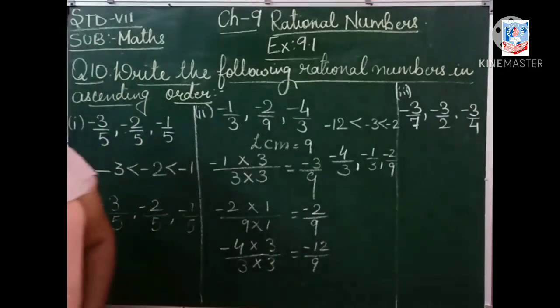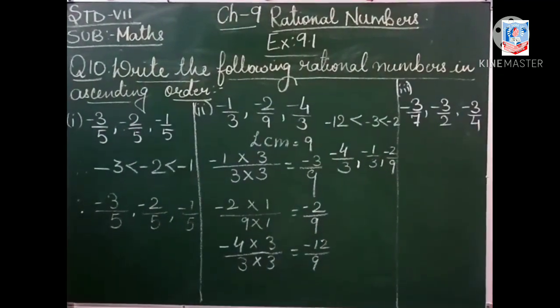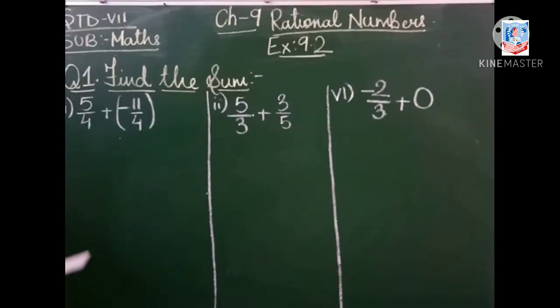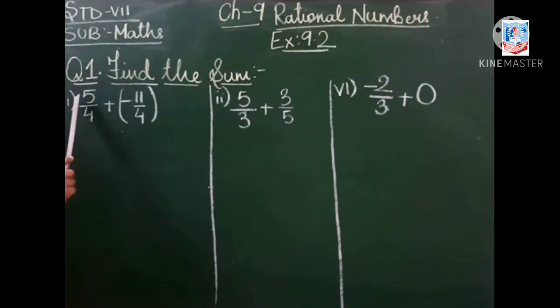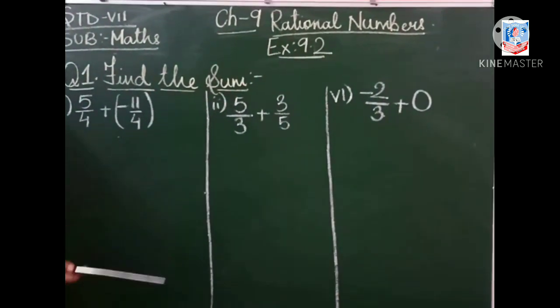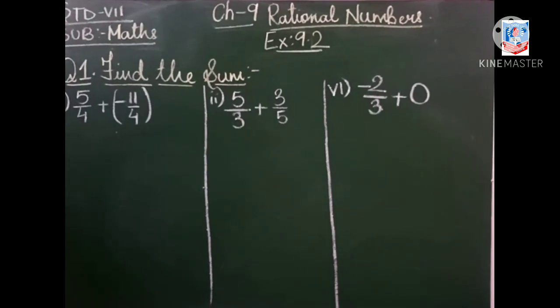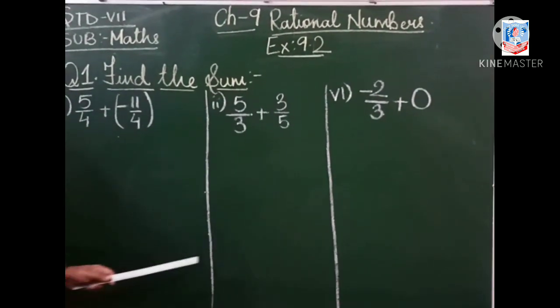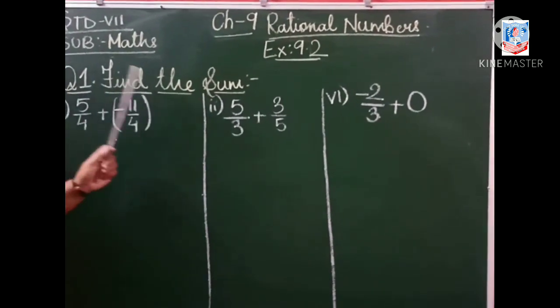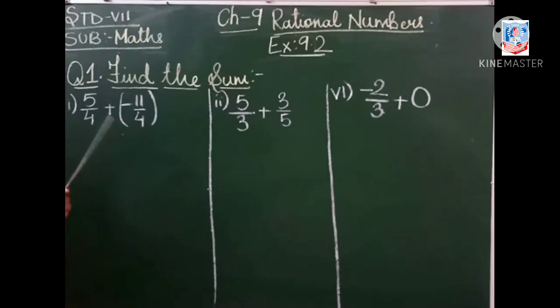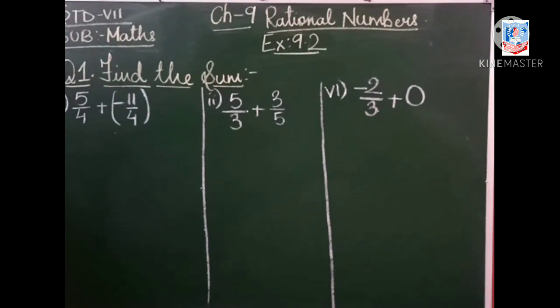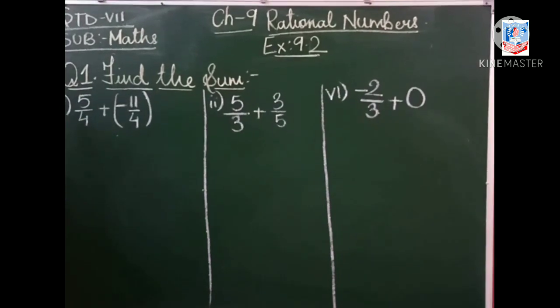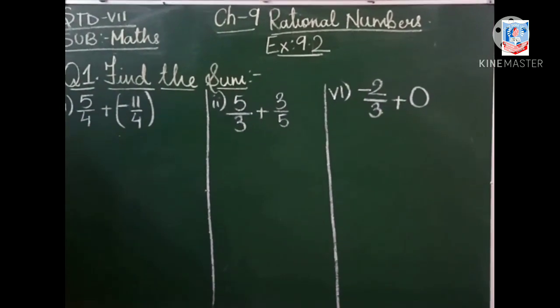This is your homework. Exercise 9.2, question number 1. Find the sum. Now this is just like our fractions. In fractions what were we doing? Addition, subtraction, multiplication and division. This is just the same as the fraction chapter.